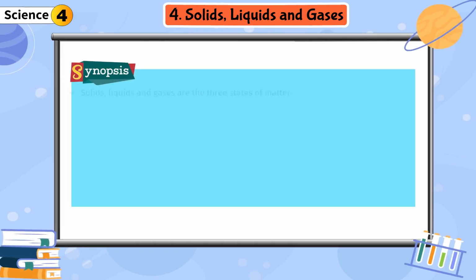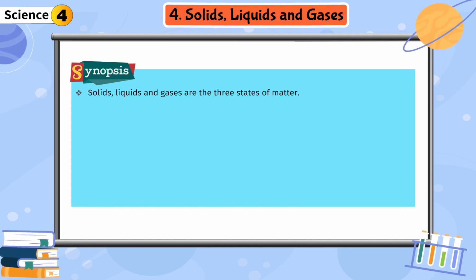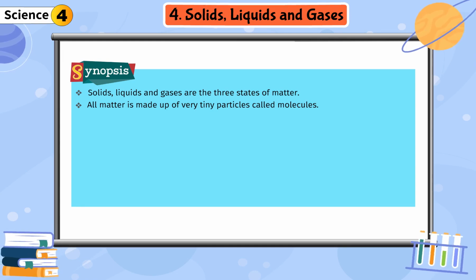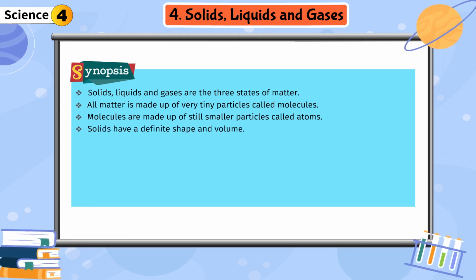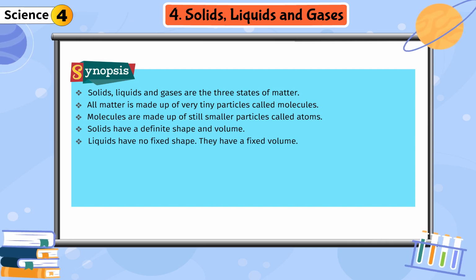Synopsis: solids, liquids and gases are the three states of matter. All matter is made up of very tiny particles called molecules. Molecules are made up of still smaller particles called atoms. Solids have a definite shape and volume. Liquids have no fixed shape. They have a fixed volume. Gases have no fixed shape.